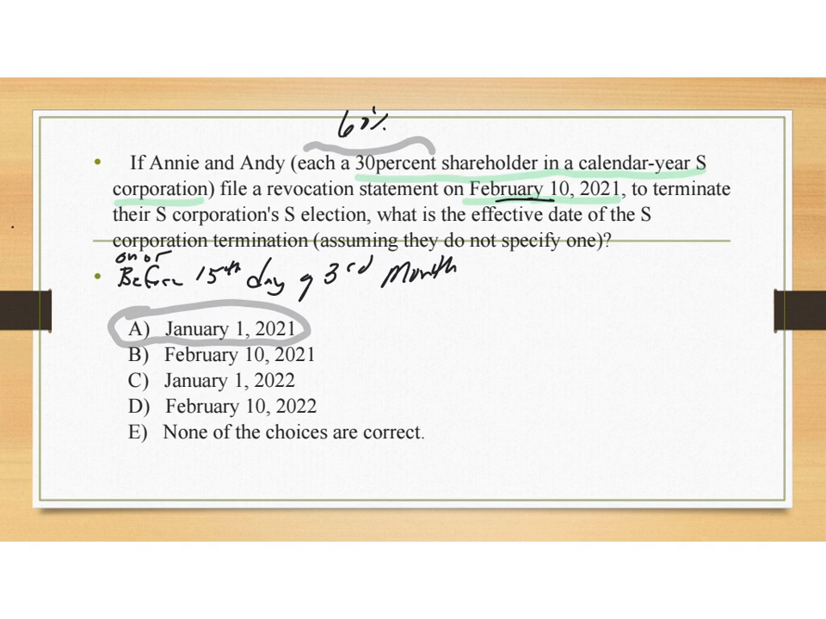Now, had they made that revocation after this time period, it would be effective the first day of the next year, or you can specify a revocation date, and as long as that termination date is on or after the date the revocation is made, then that can be the effective date. So you've got a couple of options as far as revoking your S status.